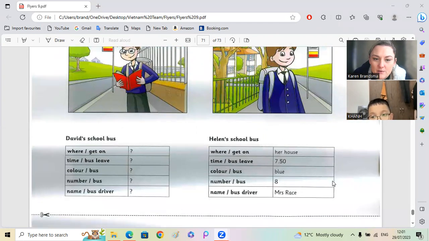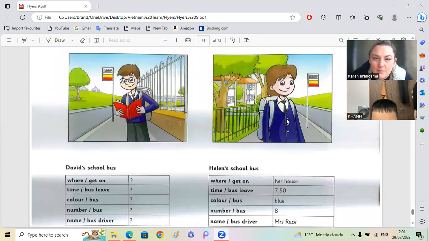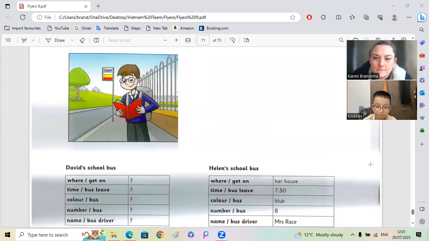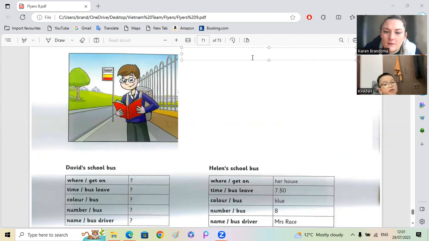Okay. I want to do this one again. We did it yesterday, but I'm going to write with you. Okay, about Helen's school bus. Teacher will ask the questions and you're going to answer. Where does Helen get on her school bus?